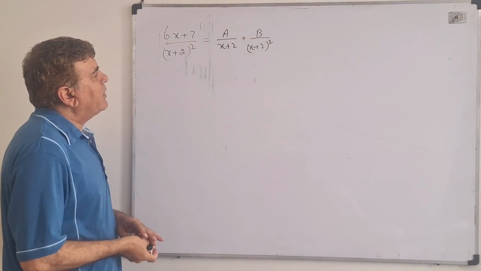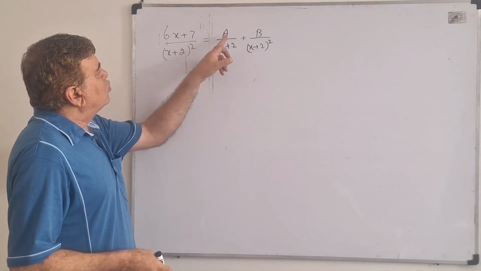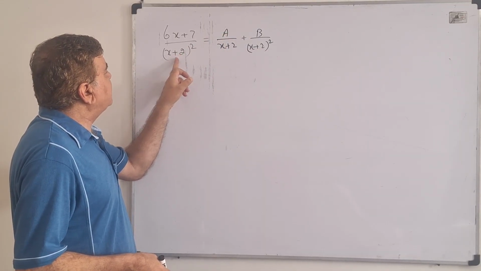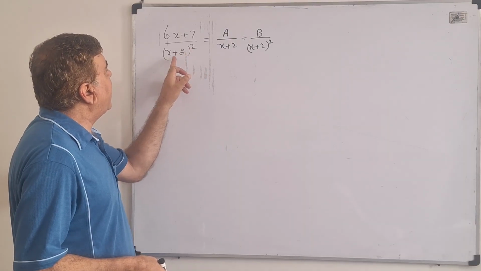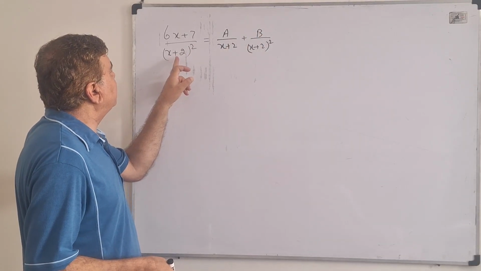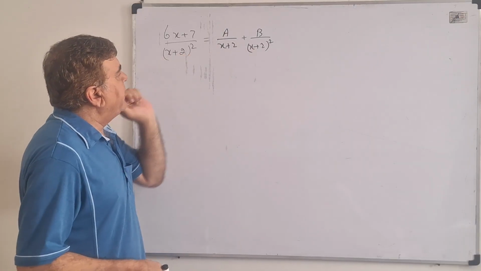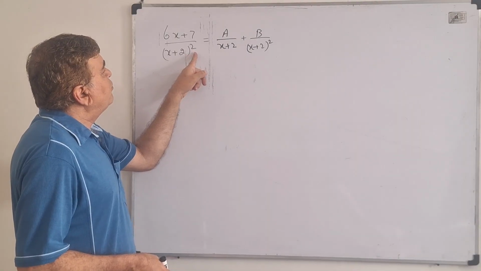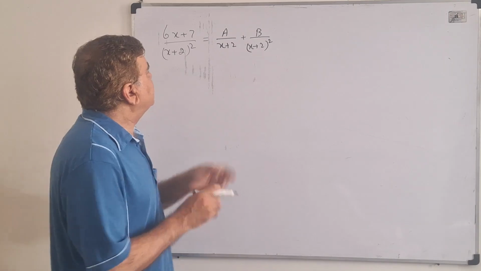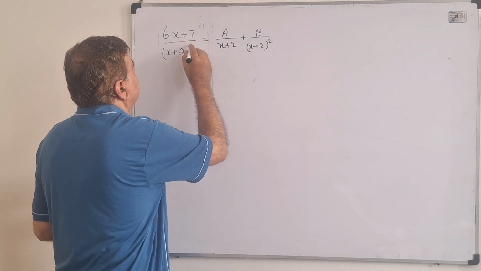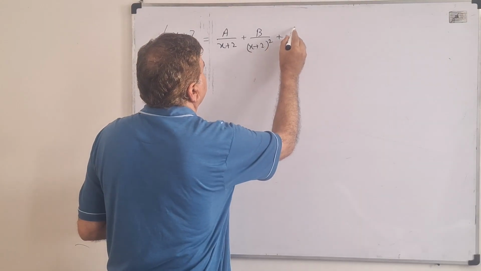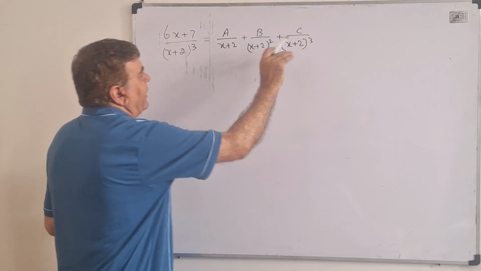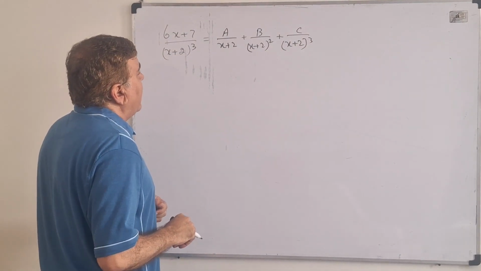squared. Remember what I have done: I have written one undetermined coefficient for x plus 2, that is x plus 2 raised to the power 1, and then I have written another undetermined multiplier for x plus 2 squared. And if there is another power like cube, we would have written a third. Let's say if I had x plus 2 cubed, then I would have written c divided by x plus 2 cubed. This is the way to write the partial fraction.